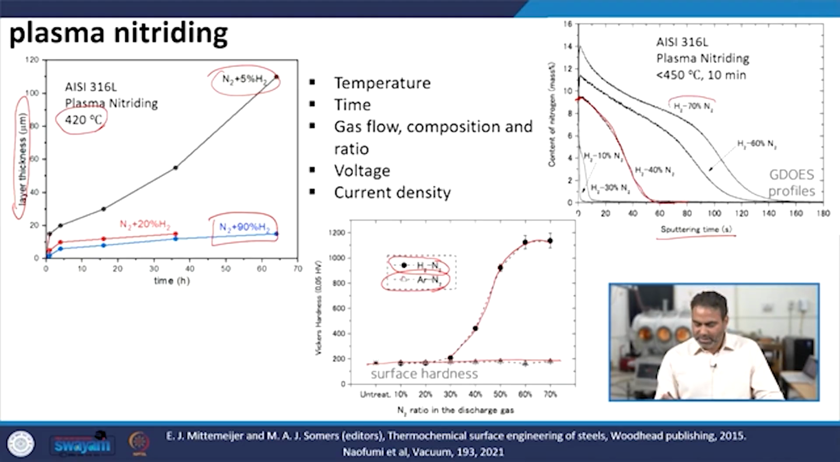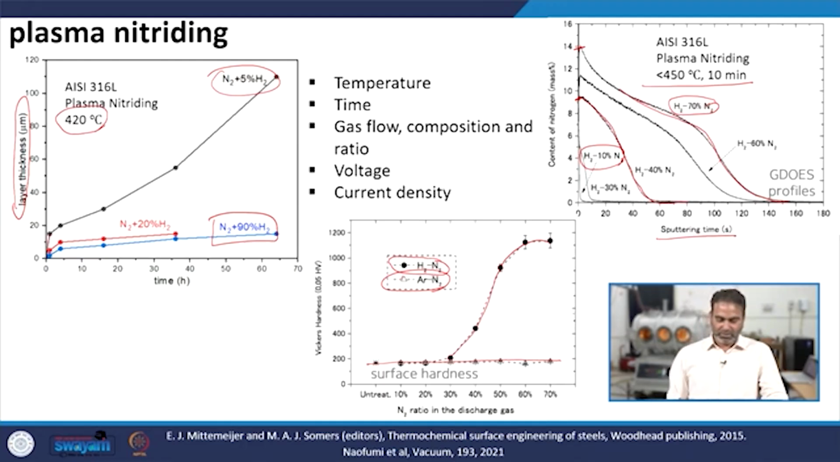When I took 70% nitrogen or 10% nitrogen, the treatment is done for the same amount of time. You see that I get a large amount of nitrogen at the surface as well as up to larger depths in the case of higher nitrogen. So that implies it is important to know the optimal gas composition that allows efficient nitriding.